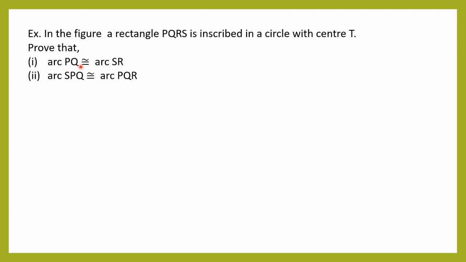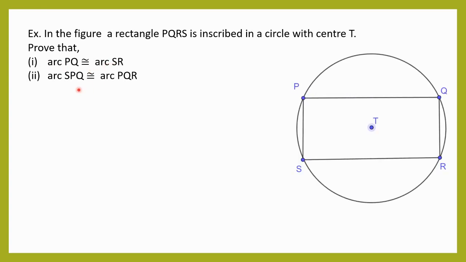Next, let us do an example sum. In the figure, rectangle PQRS is inscribed in a circle with center T. We have to prove that first, arc PQ is congruent to arc SR, and second, arc SPQ is congruent to arc PQR. So in this figure, PQRS is a rectangle and it is inscribed in a circle with center T.